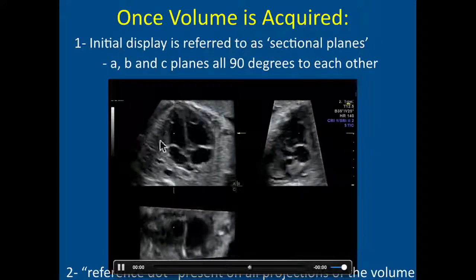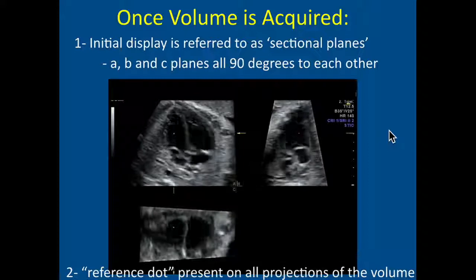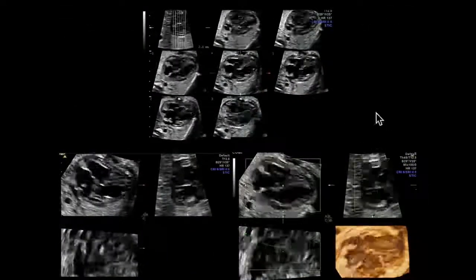You'll also notice that there's a reference dot on all of the images, and that is located in the exact same place in space on all of them. So you can see here the reference dot is in the LV, it is here, and it is here. And really this is your hub for how you rotate the image. The reference dot will be the point in space around which all the rotation occurs.